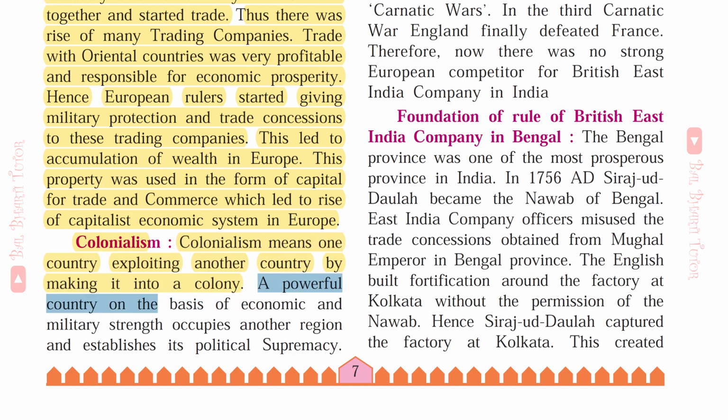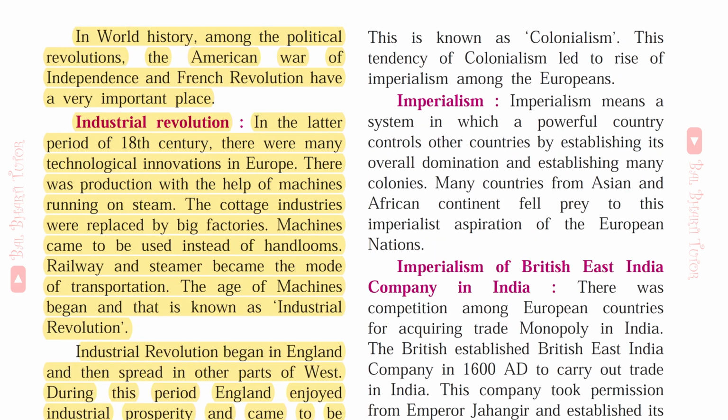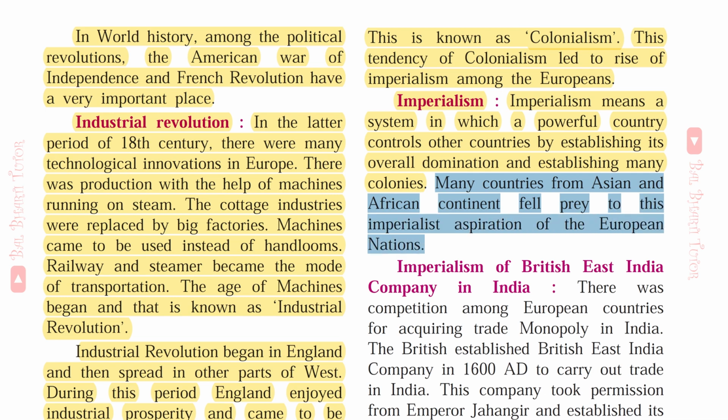A powerful country, on the basis of economic and military strength, occupies another region and establishes its political supremacy. This is known as colonialism. This tendency of colonialism led to the rise of imperialism among the Europeans. Imperialism. Imperialism means a system in which a powerful country controls other countries by establishing its overall domination and establishing many colonies. Many countries from the Asian and African continents fell prey to this imperialist aspiration of the European nations.